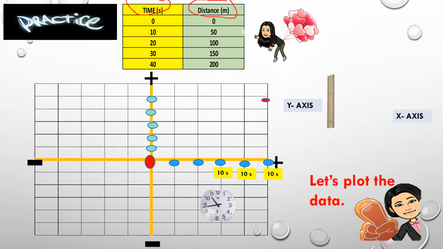Anong next? After 0, anong next na ipa-plot? Itong dot na to, ano magiging pangalan niya? So, 0 itong si red. What will be the next dot? 10. Ito ngayon ay magiging 10 seconds. Ano susunod? 20. Anong susunod? 30. Anong susunod? 40, and 50. Since ito ay time, naka-plot na itong time na to doon kay x.